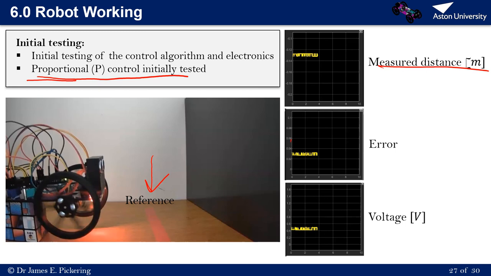So I do apologise, but I believe that the purpose of those is kind of there, and you'll get the idea: the closer to the reference, the lower the error, the measured distance will be close to 0.01, and the voltage is going to go towards zero as we get towards the reference. So what I have here is a control configuration using a proportional control gain.